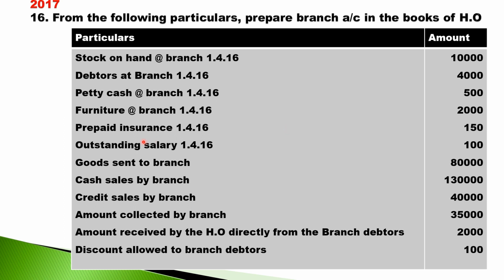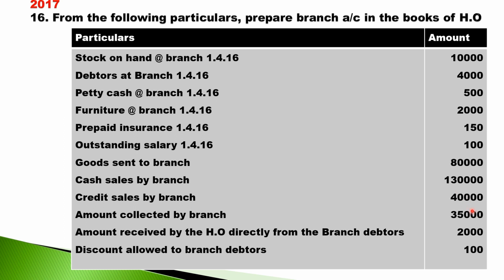Prepaid insurance is treated as an asset, so it's called opening prepaid, opening asset 150, debit side. Outstanding salary on 1/4/16 is called outstanding liability. It's called opening liability, so credit side. Goods sent to branch 80,000, debit side. Cash sales by branch 1,30,000 will come in credit side.